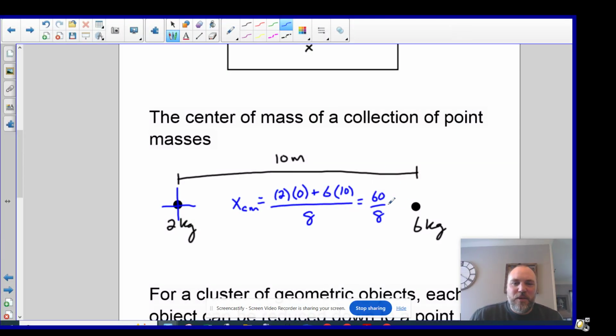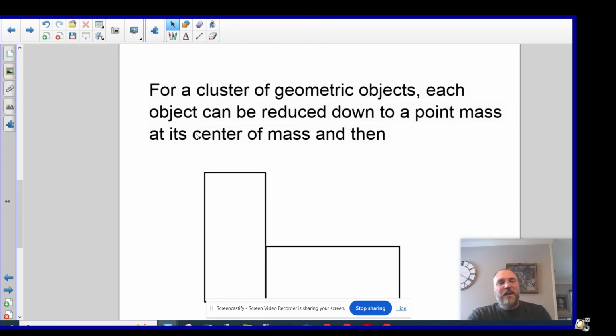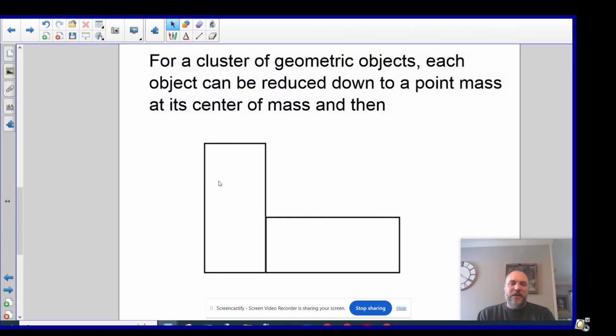Getting 7.5. So the location of the center of mass in this coordinate system is 7.5. We'll put it right there. And again, that should make sense because that's a weighted average, and the 6 kilogram is 3 times greater than the 2 kilogram.